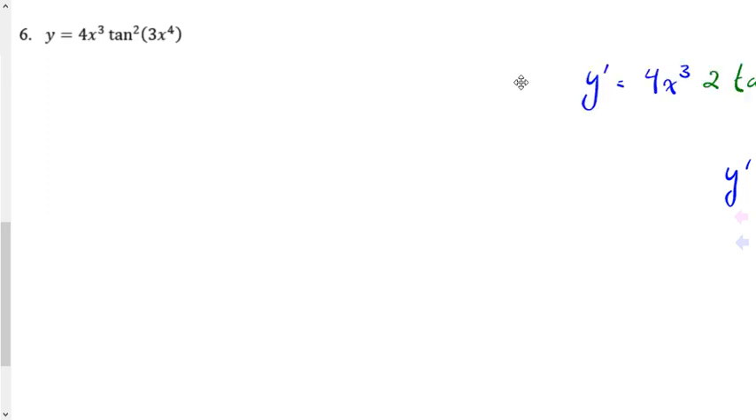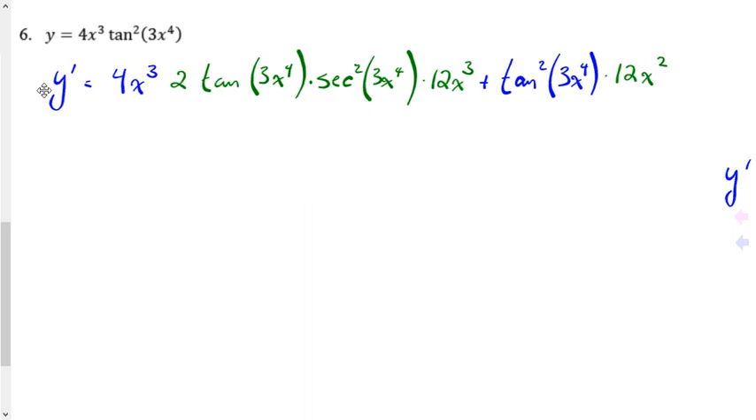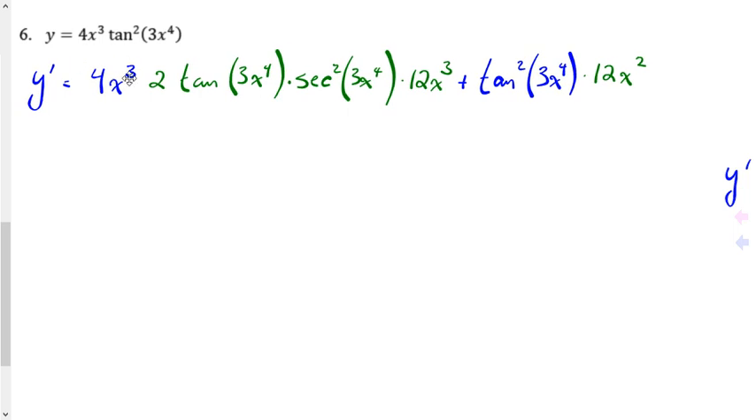So here's what we have. First times the derivative of the second. Let me walk through this with you. For the tangent squared, I bring the 2 down in front and I keep the tangent function unchanged. So the tangent is the same, the 3x to the 4th is the same. Then I look at what's the derivative of tangent. Secant squared, keep the inside function unchanged, 3x to the 4th, times the derivative of that 3x to the 4th, which is 12x cubed.